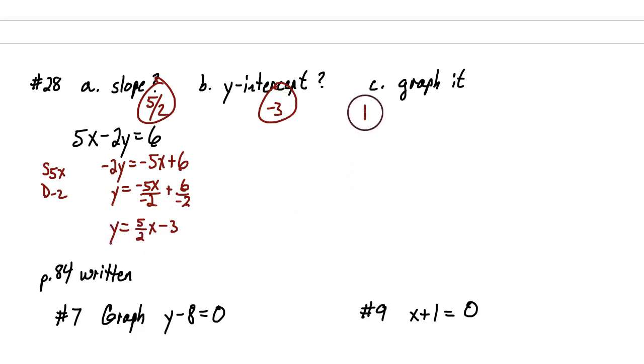Now we're going to graph it. Start by graphing the y-intercept. There's a dot at -3. Now use the slope as rise over run. Let's put a few more marks on there so that we can count the rise over run. 1, 2, 3, 4, 5, 1, 2. And draw a line through the dots.